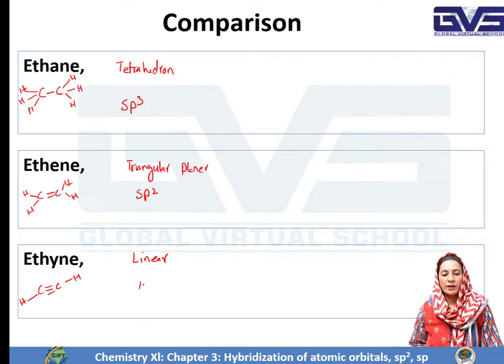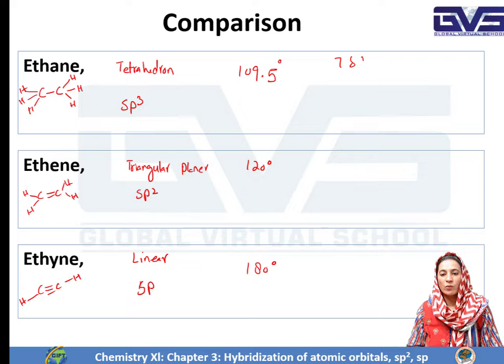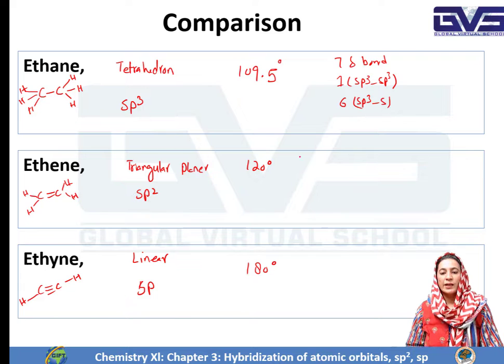And the angle will be in ethane 109.5, in ethene it is 120, and in ethyne it is 180 degree. And the total bonds in ethane are 1, 2, 3, 4, 5, 6, 7 sigma bonds, and out of them one is sp3-sp3 sigma bond, and 6 are sp3-s sigma bonds. And in ethene there are total 1 pi bond and 5 sigma bonds.